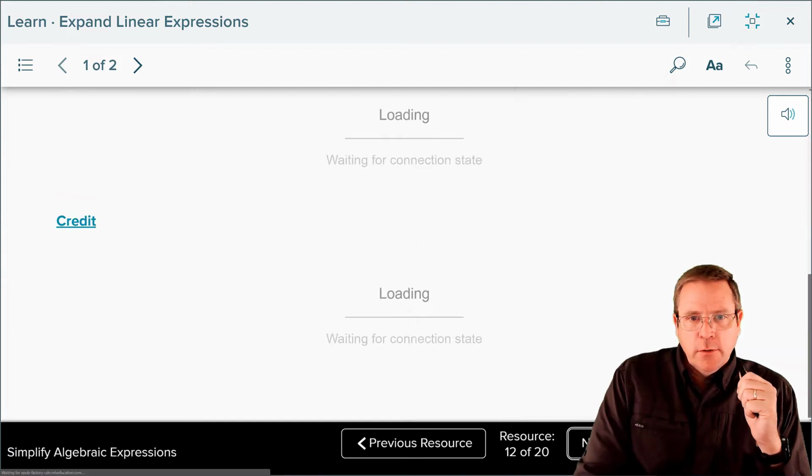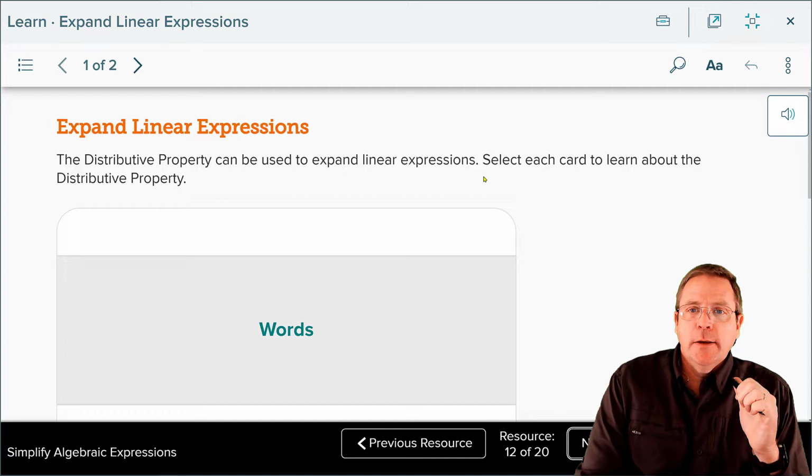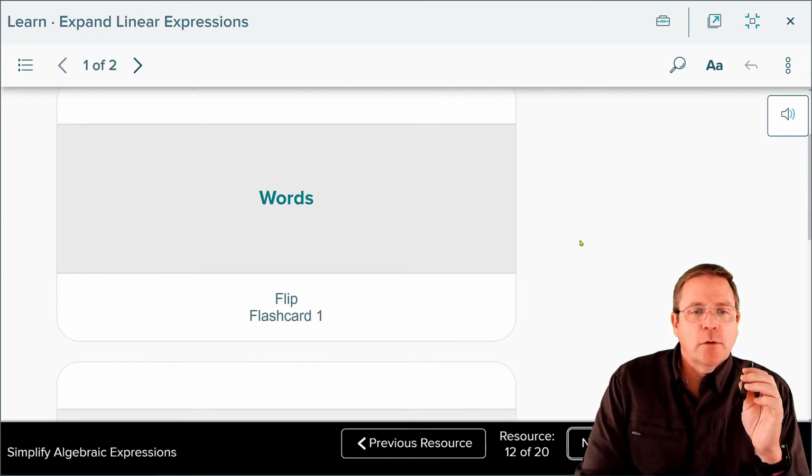Let's go ahead and get all these loading. There we go. The distributive property can be used to expand linear expressions. It says select a card to learn more.